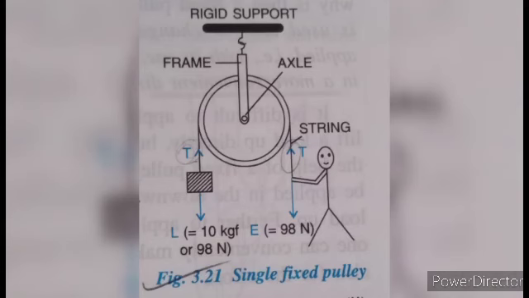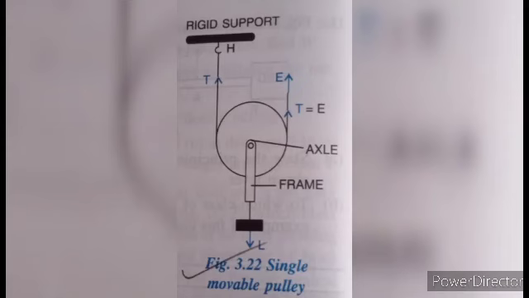And now we have some types of pulley. The first one is single fixed pulley. So what is a single fixed pulley? A pulley which has its axis of rotation fixed in position is called a fixed pulley. Now the next one is single movable pulley. A pulley whose axis of rotation is movable, that is, it is not fixed, is known as a movable pulley.